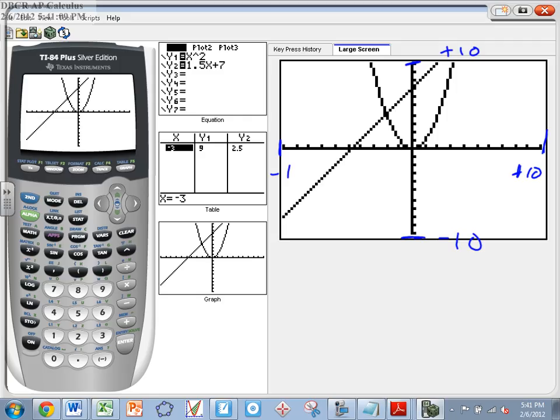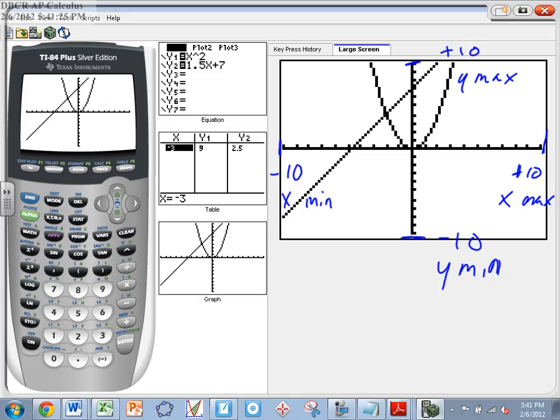So my bounds, again, my x min is -10. My x maximum is +10. My y minimum is -10. And my y maximum is +10. This is your standard graph, your -10 to 10 in both directions.